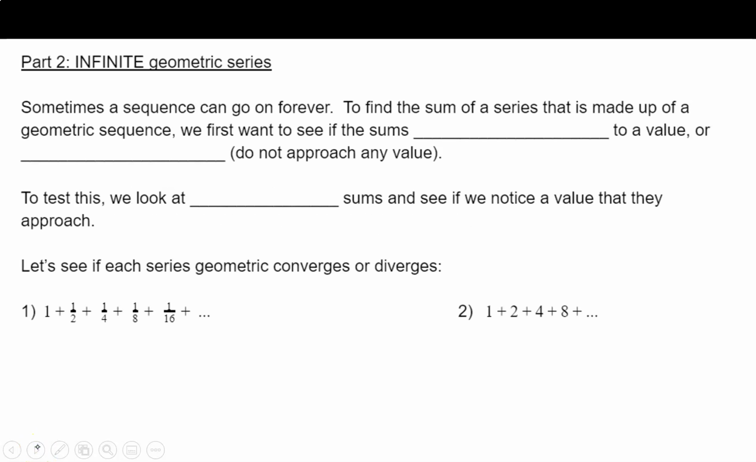Let's start with the concept of geometric series and what it means to be infinite. So we've looked at finite ones where we were looking for like the nth term of a geometric series. So those are finite because we had an ending point. But a sequence could go on forever and thus have an infinite series. To find the sum of a series that's made up of a geometric sequence, we first want to see if the sums converge to a value or if they diverge.